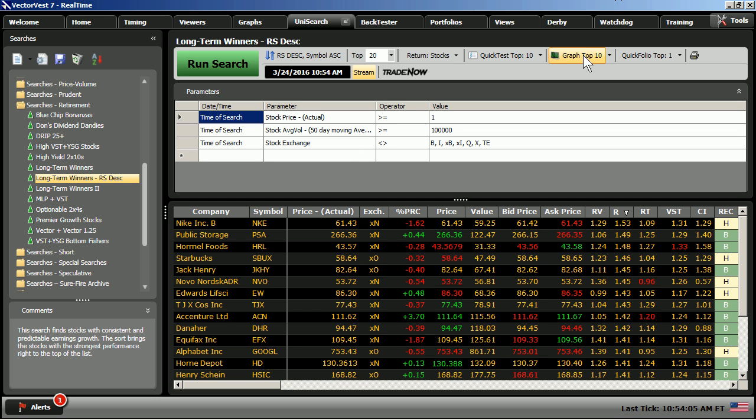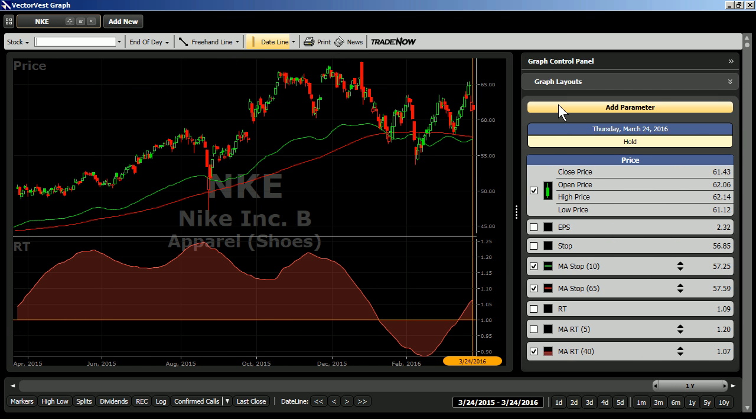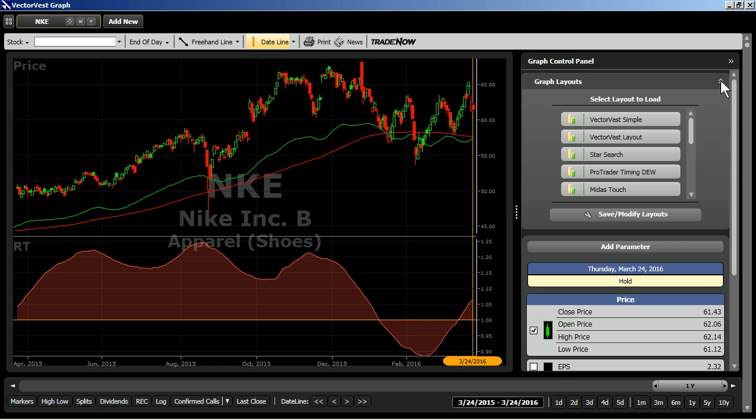And I'm going to go back to the local toolbar here, and we're going to graph the top 20 stocks. And again, our goal here is to be able to cherry pick through looking for those very smooth lower left to upper right price patterns. And to do that, I'm going to click the Graph Layouts menu, and when I'm in the stock graph, I can find right at the top of the list the VectorVest Simple layout.